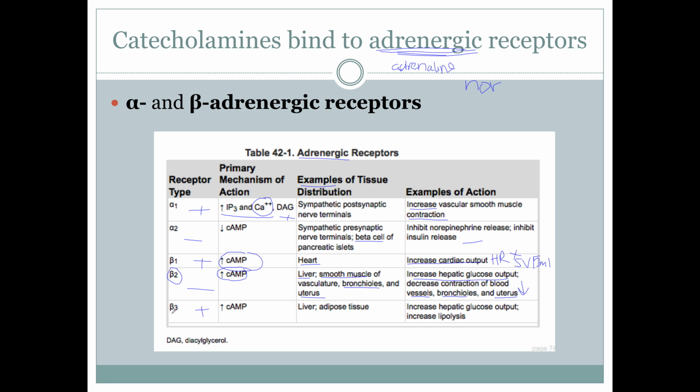All right, then we've got finally beta 3 receptors. They increase cyclic AMP, and I'll explain to you what presynaptic versus postsynaptic means when I have a whiteboard in front of me. Okay, liver cells, adipose tissue, again, increase glucose output by the liver, increases breakdown of fat, so typical excitatory types of sympathetic reactions. Okay, so those are our different receptors.